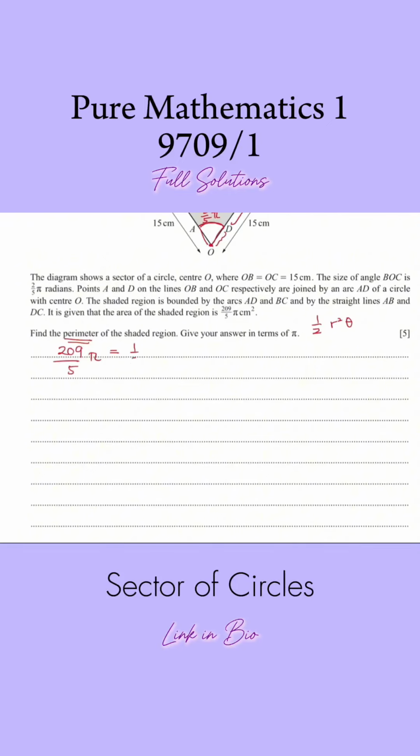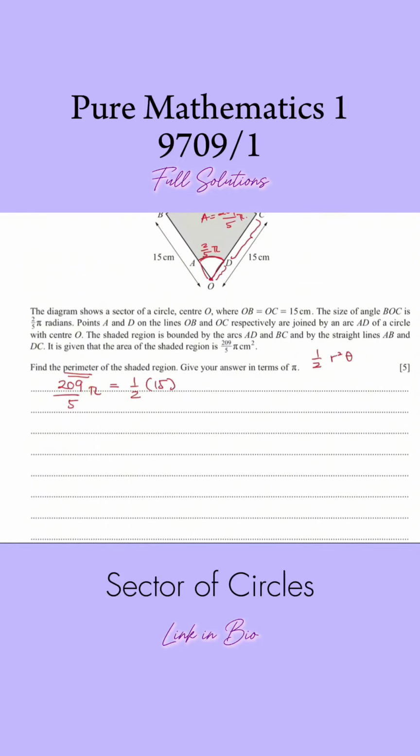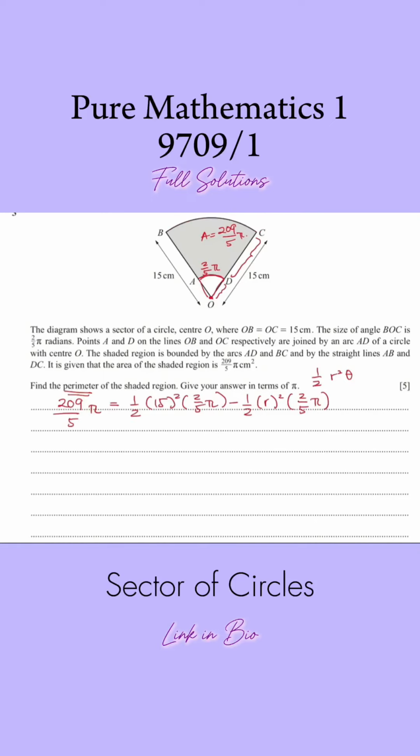So it's half, for the bigger sector, the radius is 15, so 15 squared, theta is 2/5 pi, subtracted by the area of the smaller sector, which is half r squared. Now the r is something that we don't know. Theta is still the same, which is 2/5 pi. If I simplify, I'll have my 2 crossed out, then I don't have any half. My angle would be 1/5 pi.